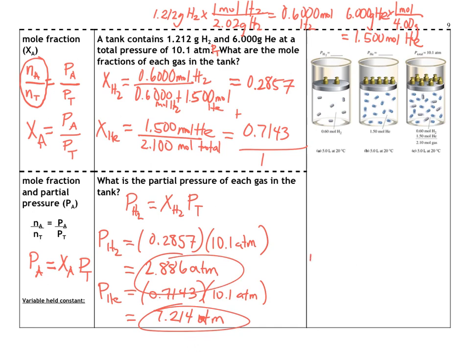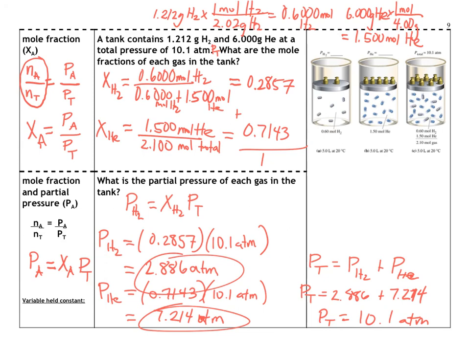Now, if you apply Dalton's law to these two partial pressures, in other words, you take P total equaling partial pressure of hydrogen gas plus the partial pressure of helium gas, you'll notice that those two partial pressures added together give us what we originally said was the total pressure, which is 10.1 atm. So this is going full circle in this problem.